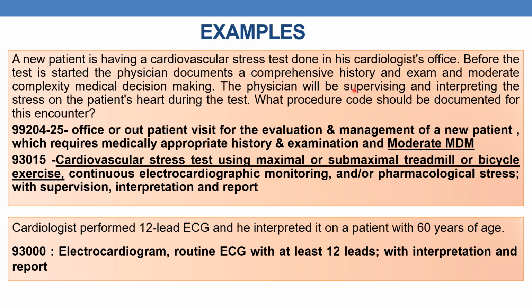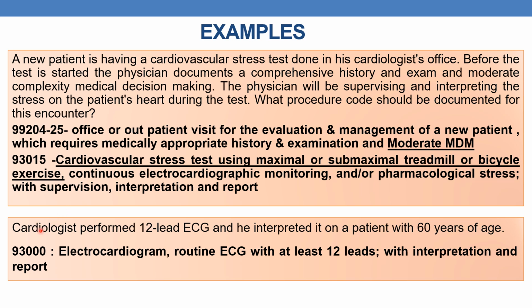And the physician is interpreting and supervising, so supervision, interpretation and report is also given. So the appropriate CPT is 93015, cardiovascular stress test using maximal or submaximal treadmill or bicycle exercise, continuous electrocardiographic monitoring and/or pharmacological stress with supervision, interpretation and report. So this is the appropriate CPT for this example.